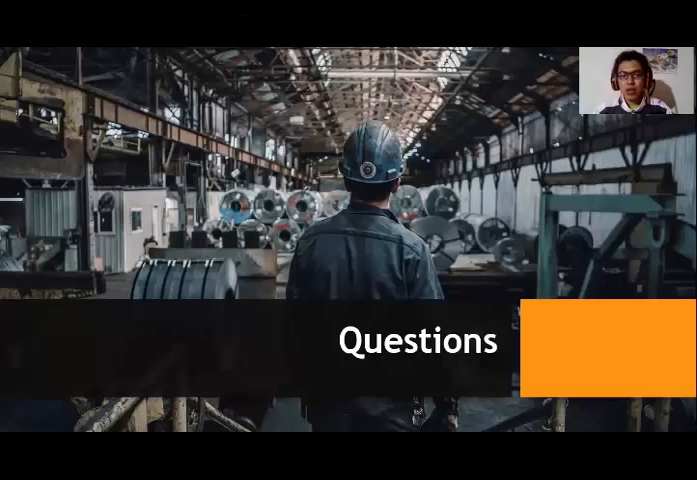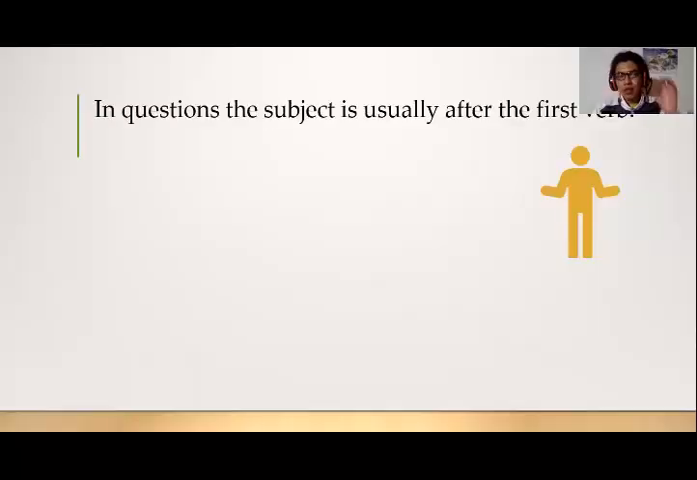Hi there, today I'm going to talk about questions. The subject in question is usually after the first verb. For example, will Tom be here tomorrow? If you can see, we have an auxiliary verb, in this case, will. Tom is the subject plus the verb and the complement.